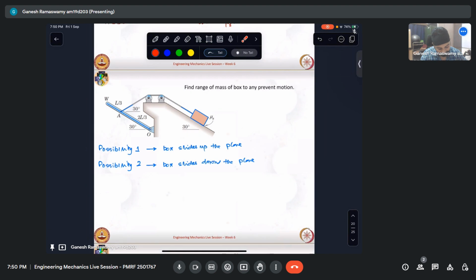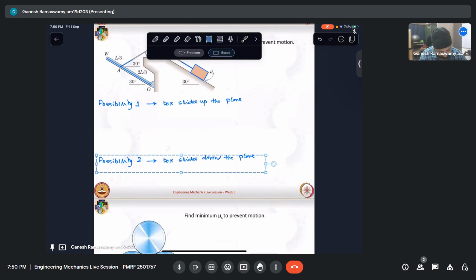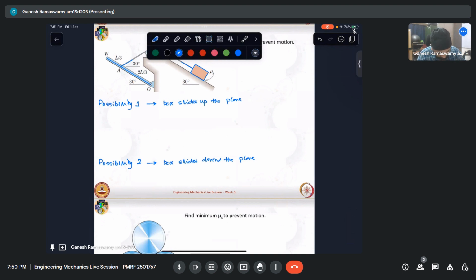So possibility one, this happens to be the link. This is W, and then I have two reaction forces here. Let us call them OX and OY, and then I have a tension like that.